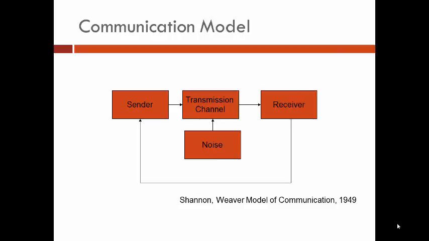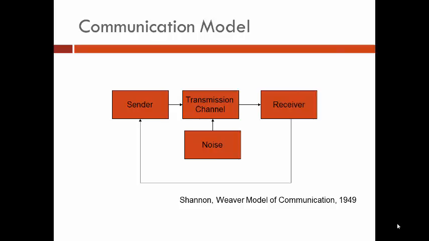So we've got these boxes here with the sender pointing to the transmission channel, which is then pointing to the receiver, and noise is in the middle there pointing to the transmission channel, showing that it can have an impact on that channel. And then the arrow going from the receiver back to the sender shows that feedback loop. Now let me give you an example.